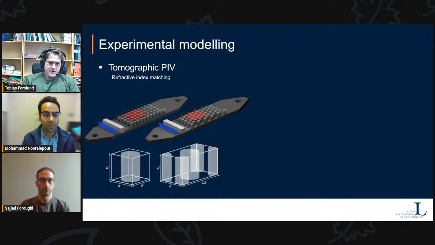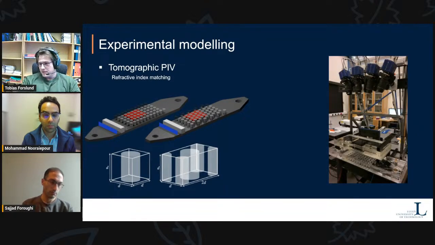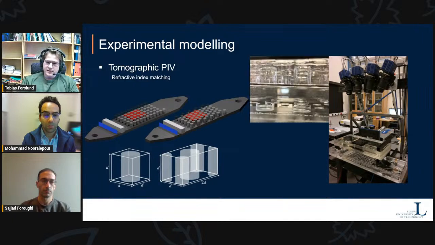So the tools that we have at our disposal are tomographic PIV measurements, and the rig looks like this. What you do is inject a bunch of particles into some fluid, and then you see how the particles move, take sequential images with these cameras, and you can reconstruct a 3D flow field from that. And then to be able to capture it accurately, you need to refractive index match the obstructions with the liquid. So we've used a mineral oil and heptane mixture to match it to quartz glass for this case.